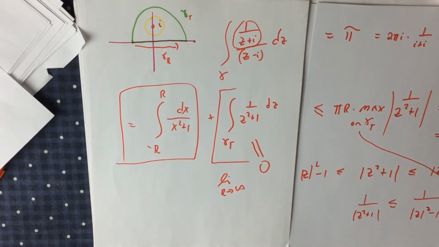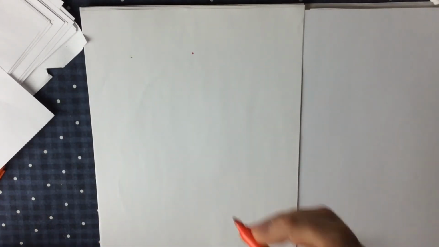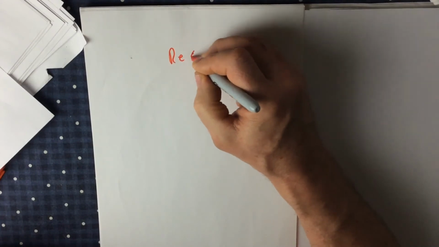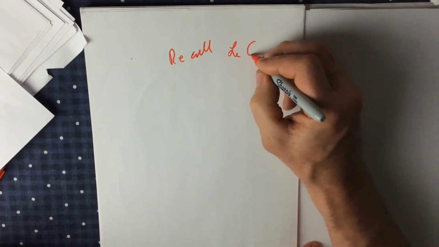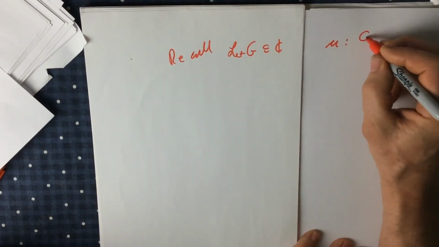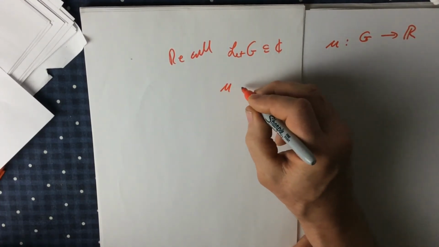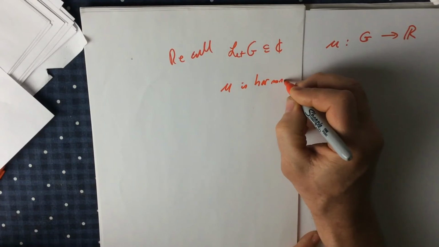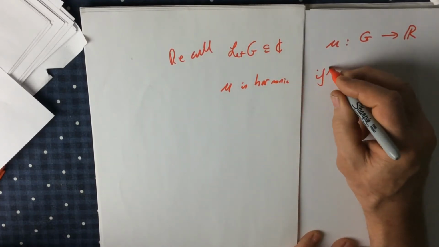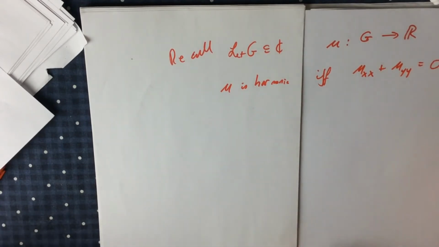All right. So time to go back to something that we looked at earlier, because it has importance. So recall that if we have a domain inside of the complex numbers and we have a function from this domain to the reals, it's called harmonic if and only if mu of xx plus mu of yy equals 0.